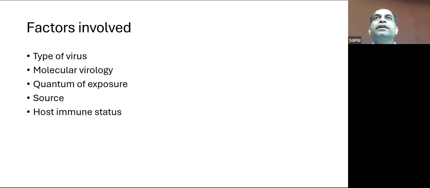The first is type of virus. Type of virus, what do we mean? Whether we are talking of hepatitis B, hepatitis C, or HIV. The infectivity of all these three viruses is different. I will have a slide to give you a glimpse of which virus is more infective and which is less infective. Among the type of virus, there are various molecular patterns within the virus. Hepatitis C, we know there are various genotypes. Hepatitis B, there are genotypes. So they have some role to play among the infectivity. The molecular virology, I already told the genotype, and also the viral load present in that infective material.